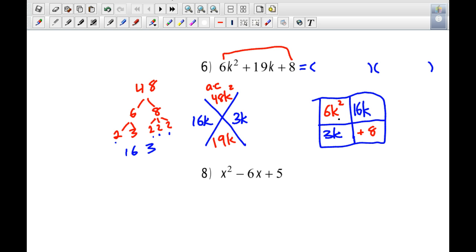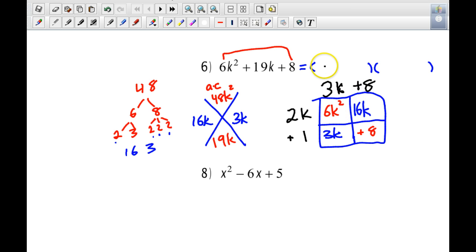GCF of the first row. What number? 2. Good. And what variable? K. Okay. All right. And we can do GCF of the column, or we can say 2k times what is 6k squared? 3k. Good. 3k times what is 3k? 1. Positive 1. What's the GCF of this row? What's the GCF of 3k and 8? 1 as well. So when they don't have anything in common, you can always use a 1. And lastly, what is 1 times what is 8? 8. You get plus 8.